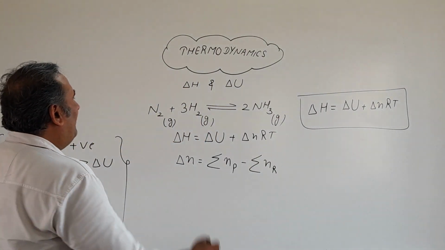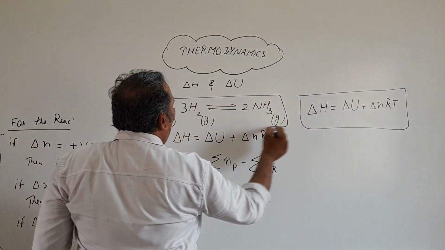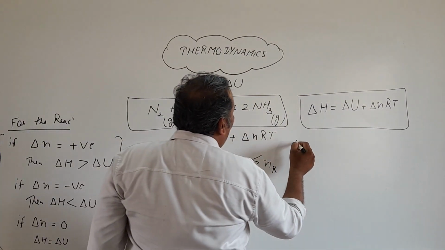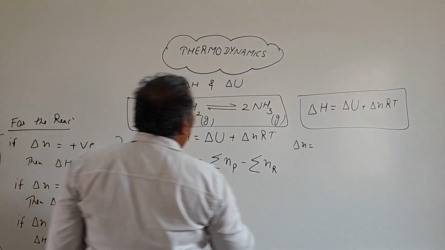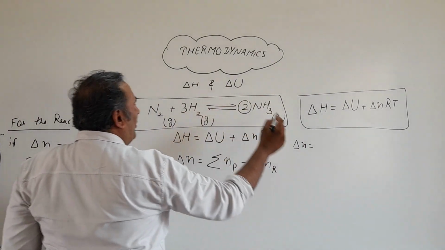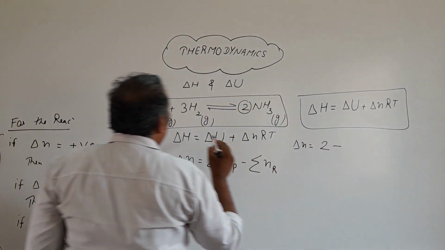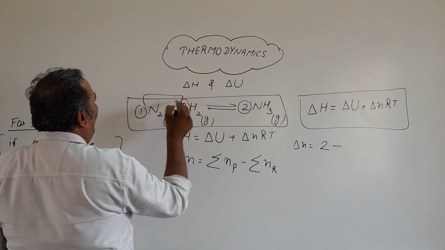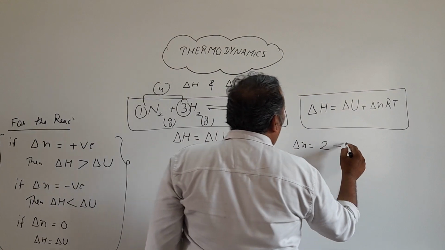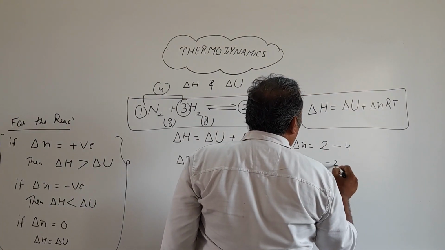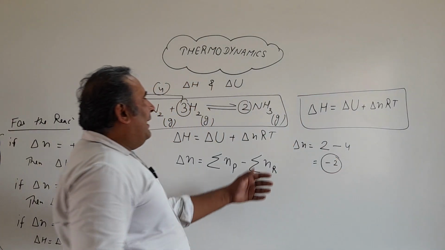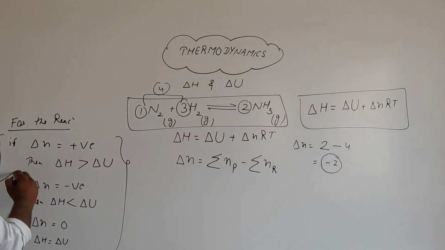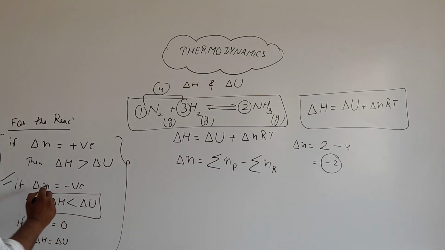For this reaction, we have to calculate delta n. What is the value of delta n for this reaction? Total number of moles of product is 2 minus total number of moles of reactant, 3 plus 1, that is 4. So 2 minus 4 is equal to minus 2. Because delta n is negative, we can say delta H will be smaller than delta U.